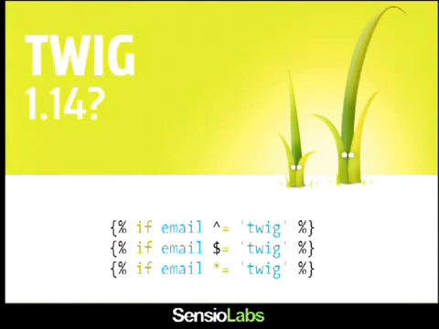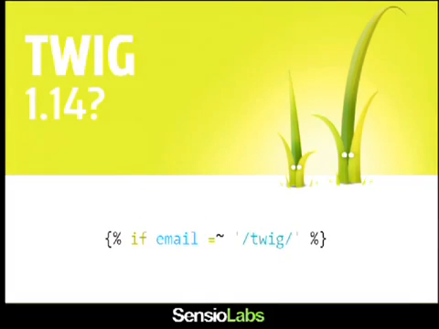So for the others, the first one says, I want to check if the email starts with TWIG. The second one, I want to check if the email ends with TWIG. And the last one says the email should contain TWIG. How many of you think that it should be added to TWIG? Yeah, that's the problem. Every time you ask an audience if we need to add a new feature, of course, why not? And this is the last one I want to add. Do you understand what it does?